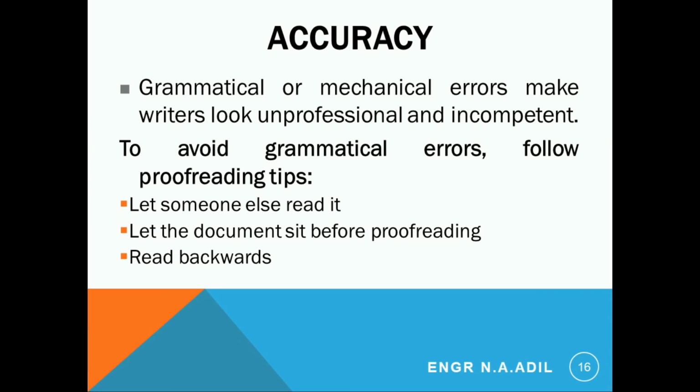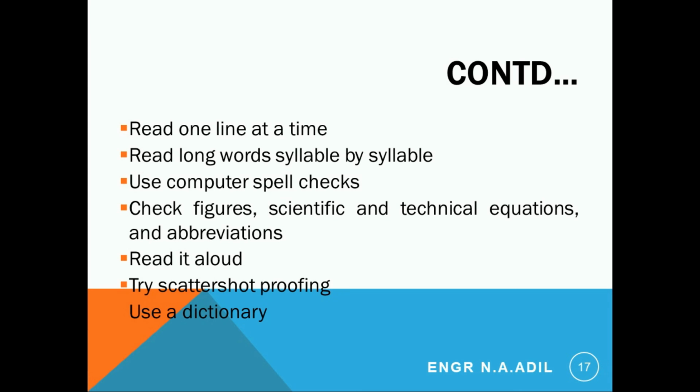Let the document sit before proofreading. Read backwards. Read one line at a time. Read long words syllable by syllable. Use computer spell checks. Check figures, scientific and technical equations and abbreviations. Read it aloud. Try scattershot proofing and use a dictionary.